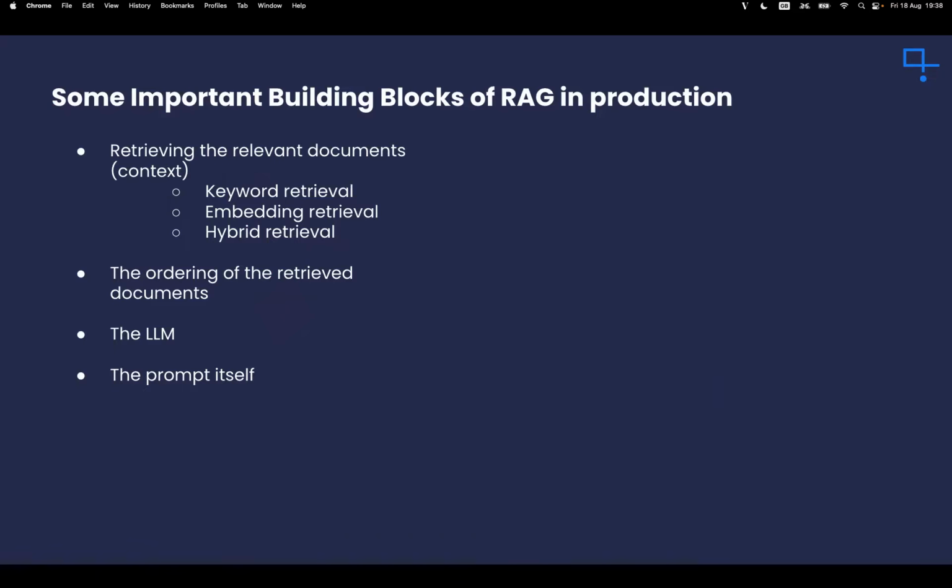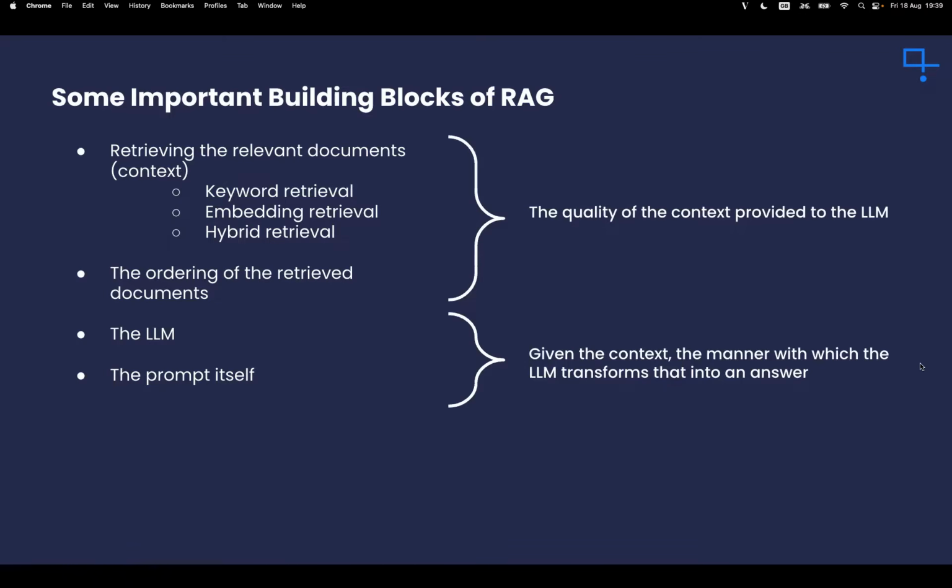So some important building blocks from my experiences to build a RAG pipeline for production is the retrieving of the relevant documents, or the context. And we can do this in various ways. We can do that with keyword retrieval, embedding retrieval, or even hybrid retrieval. We can also play around with the ordering of the retrieved documents. And then, of course, the important things are the large language model we use and the actual prompt itself. I'm really going to focus on the top parts, but what they contribute to the quality of the RAG pipeline at the end is largely the quality of the context provided to the large language model. If we don't provide it with the right context, then the large language model doesn't really have much to do. And then the last two is, given the context, the manner with which the large language model ends up transforming that into some sort of answer.